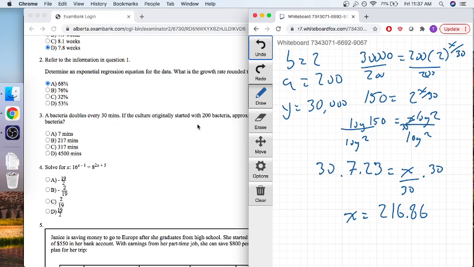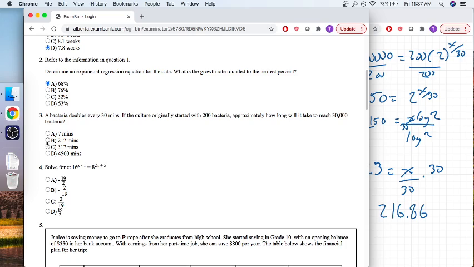And we divide by 30 because that is basically our compounding period. So how long does it take before it doubles? It's going to be x divided by 30, because once we get to 30, 30 divided by 30 is going to be 1, so we've basically doubled once. So it's going to be 217.